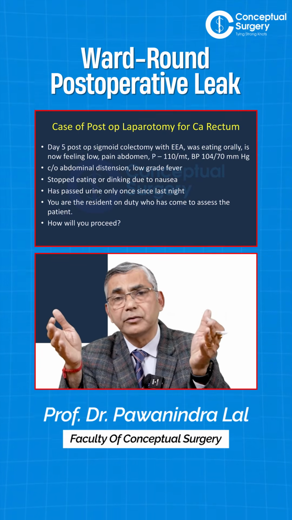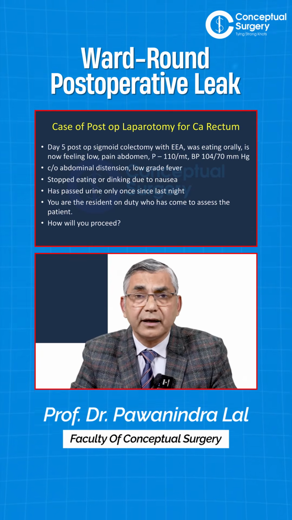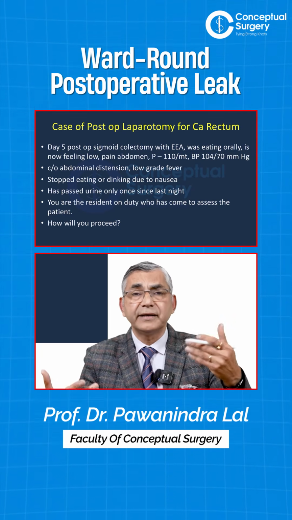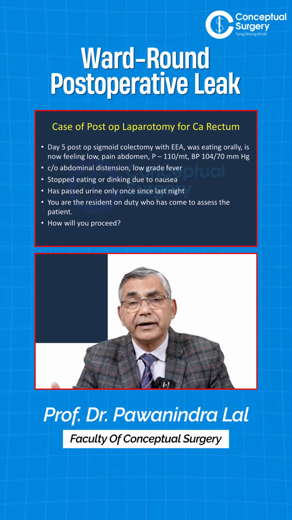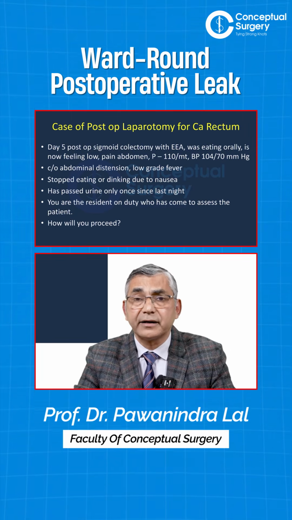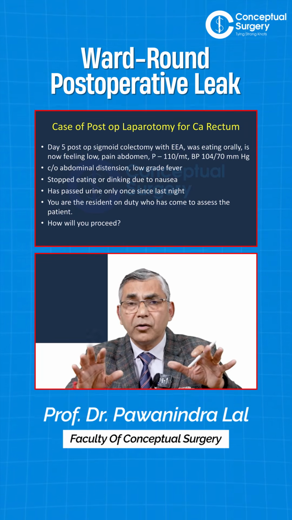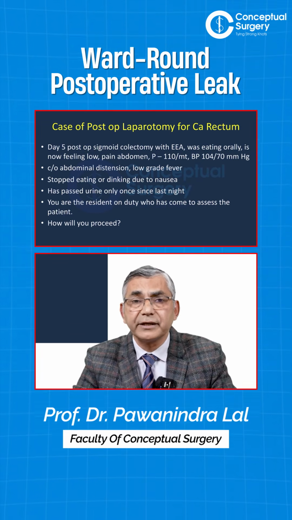was fine till about 4 days back, but for the last 1 day he is feeling very low. He has started complaining of pain in the abdomen. The vitals that are given to you are that the pulse is 110 per minute, so he is tachycardic. Blood pressure is all right, but on the lower side, 104/70.